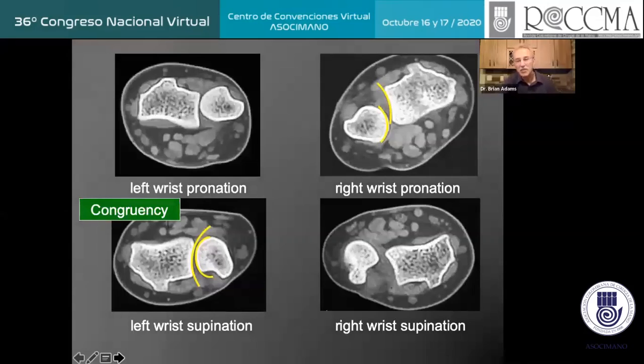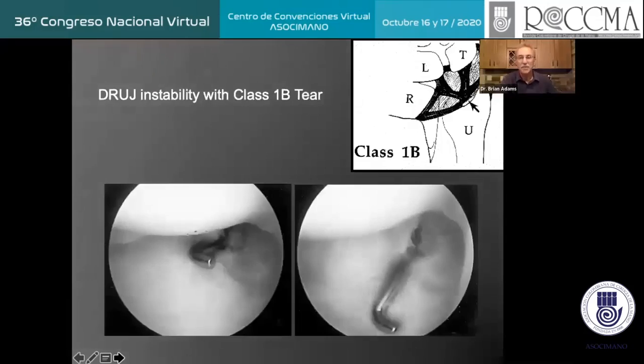I think we all still rely on CT scan for our chronic instabilities, but MR scan can also be helpful. What I'm looking for in these is three main factors. One, is it dorsal instability, volar instability, or bidirectional instability? Number two is what's the shape of the sigmoid notch? And number three, is there early post-traumatic arthritis?